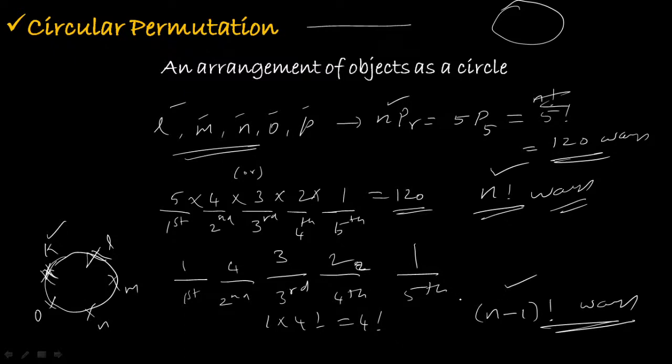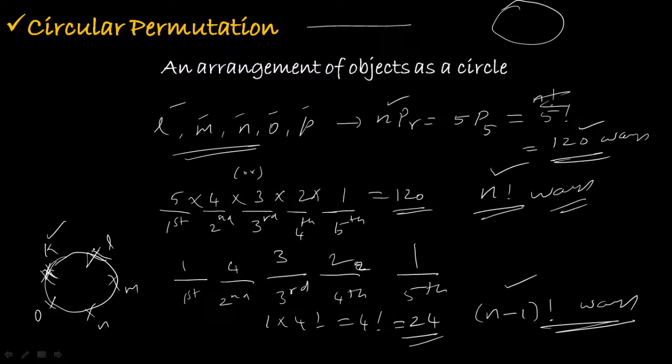I will explain the difference, because let me take a special case: if we have K, L, M, N, O, we have 120 ways in linear permutation. In terms of circular permutation, we have only 24 possible arrangements. So let me think why there is such a large difference between linear permutation and circular permutation for the same problem.